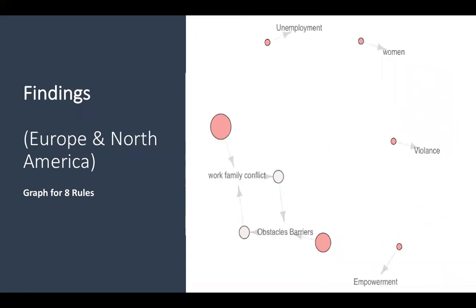When we look at Europe and North America, again, you can see work-family conflict, obstacles, barriers, and violence as associated terms in the Europe and North America data set. Actually, we have fewer rules in this region when you compare it with South and East Asia.